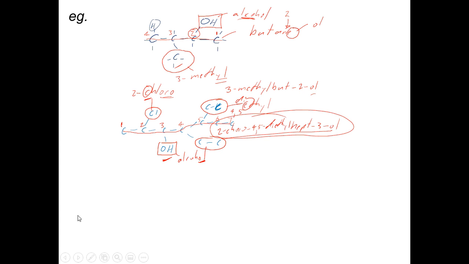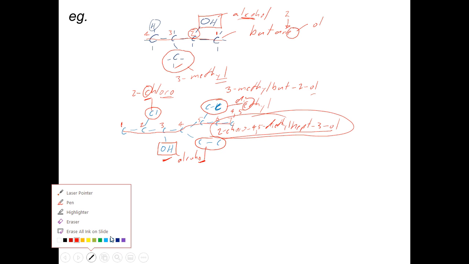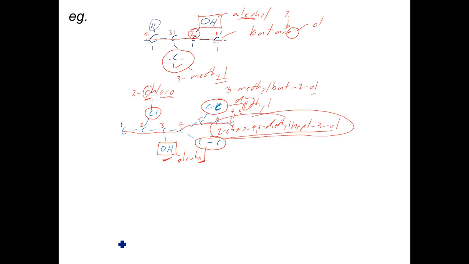So let's just go in the opposite direction, where instead of starting with the formula, we'll start with a name, and then from that name, we'll write the formula. So let's make this one a 3-ethyl hex-2-ol. Okay, 3-ethyl hex-2-ol.